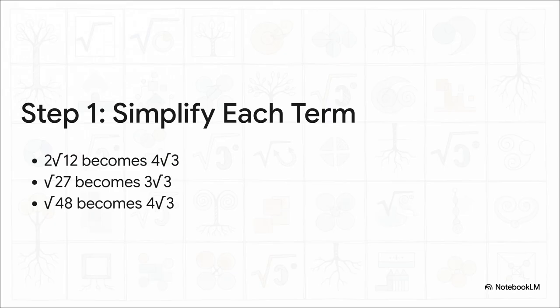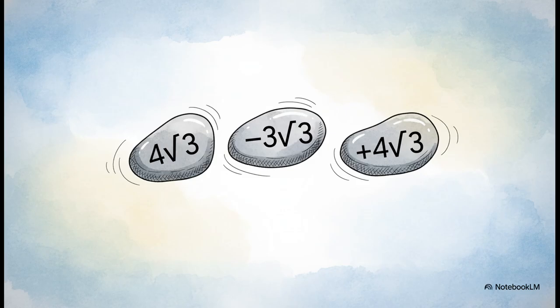Okay, next up, the square root of 27 simplifies cleanly to 3 root 3. And finally, the square root of 48 simplifies to 4 root 3. And would you look at that? All of a sudden, they have all become terms with a square root of 3. So now we can rewrite the entire expression using our new simplified terms. It looks so much cleaner, doesn't it? We have 4 root 3 minus 3 root 3 plus 4 root 3.